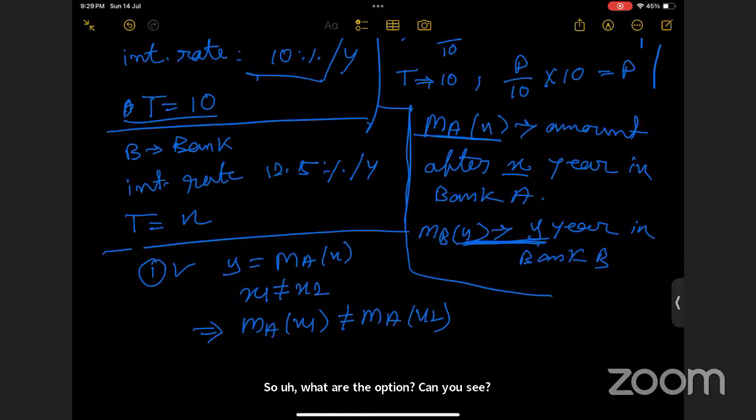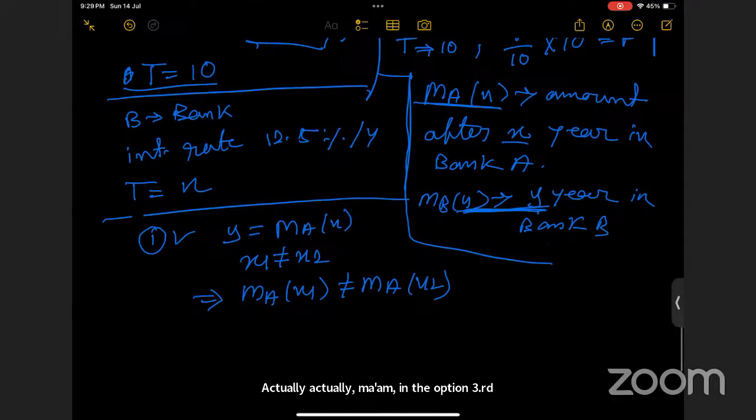Actually, ma'am, in the third option, I do not get that. Okay. We have not yet found the equation, right? So how to find that? Also option 2 is also correct, right? The same logic. Yes. Let us check the other options.